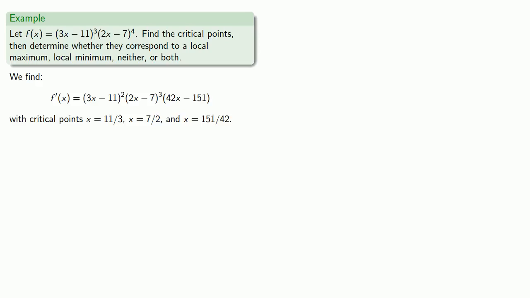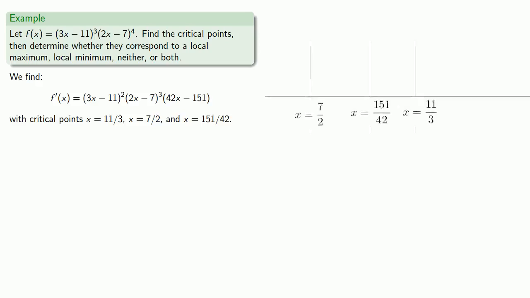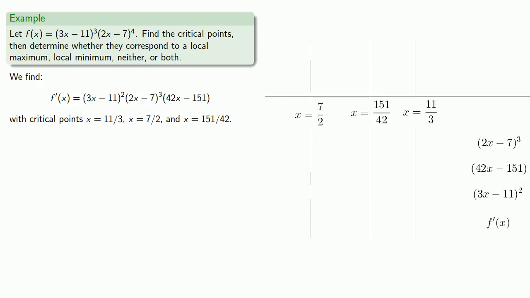To determine the sign of the derivative, let's determine the sign of each individual factor around each of the critical points. So we'll plot x equals 7/2, 151/42, and 11/3, and we'll examine each of the factors, (2x minus 7) cubed, (42x minus 151), and (3x minus 11) squared. Now, note that our critical points have partitioned our interval into 4 parts and 3 boundaries. And what we'd like to do is find the sign of the derivative in each of these 7 pieces.